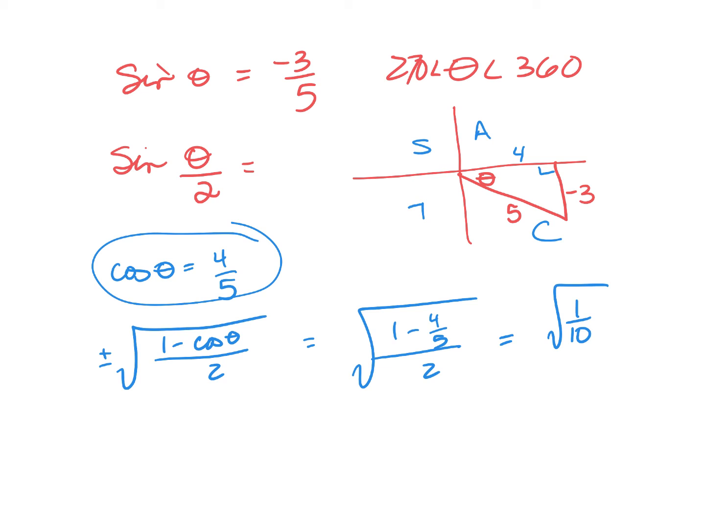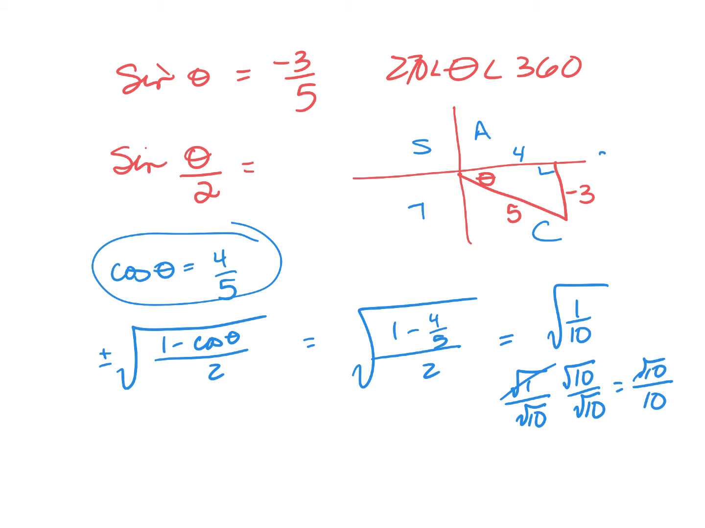So the square root of 1/10 is the square root of 1 over the square root of 10. And you multiply that by root 10 over root 10, right? What's the square root of 1? It's 1. So it's root 10 over 10. Now we have to decide if the sine of the angle is going to be negative or positive, okay?